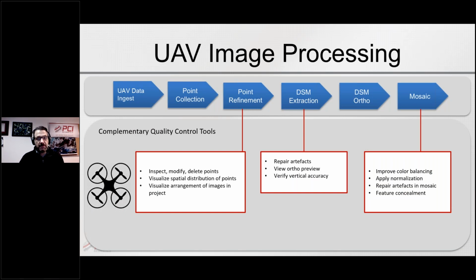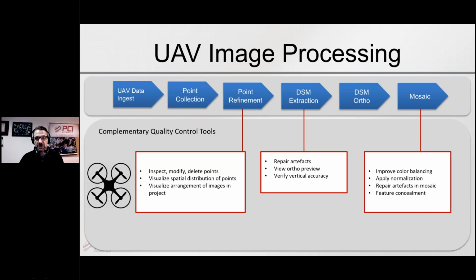So just highlighting a couple of things. Typically what you would do is you would ingest the data, do the point collection, then you'd run the point refinement, which really allows you to remove blunders. This could be automated or it can be manual. It's really up to you.